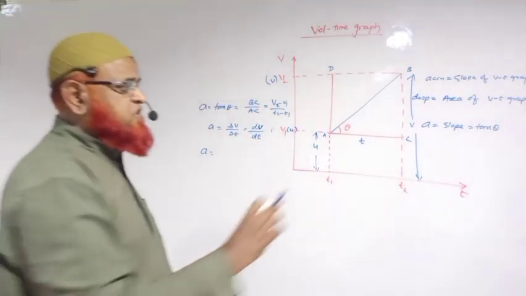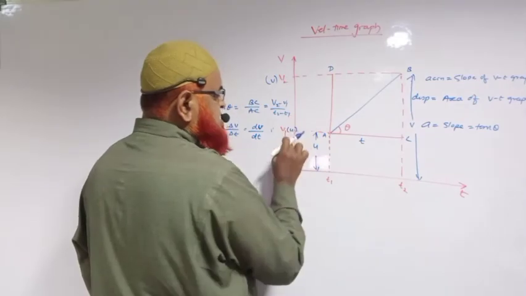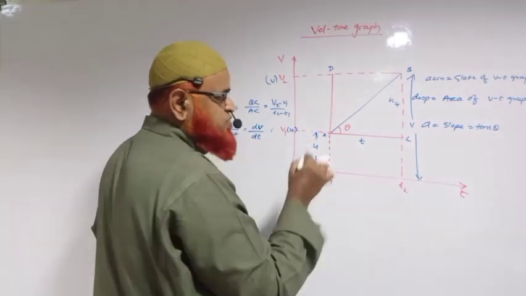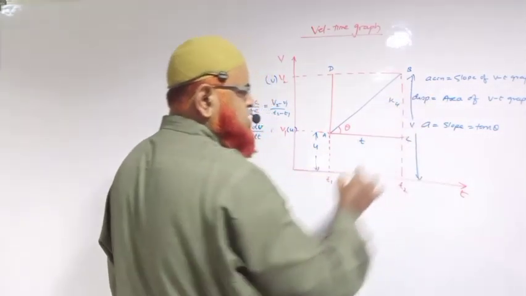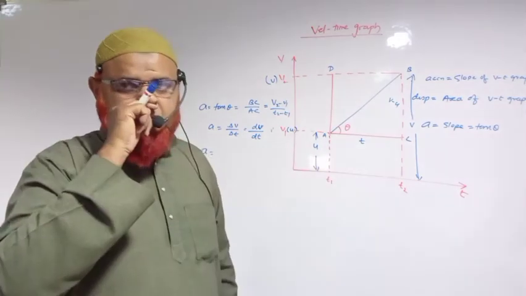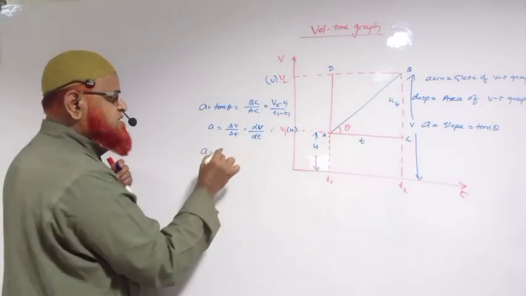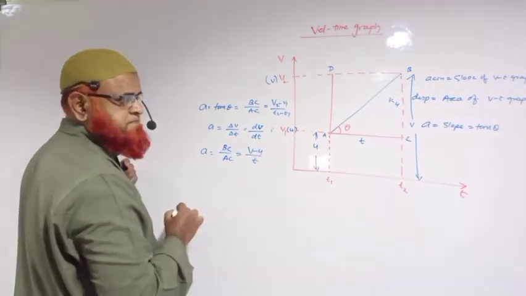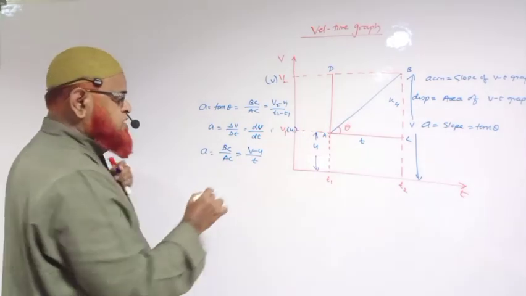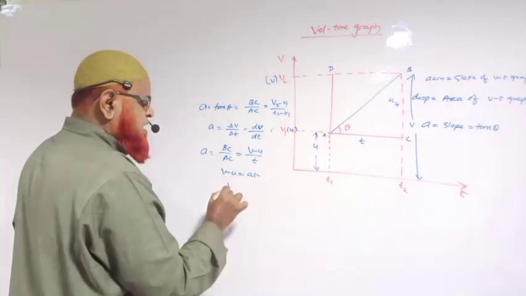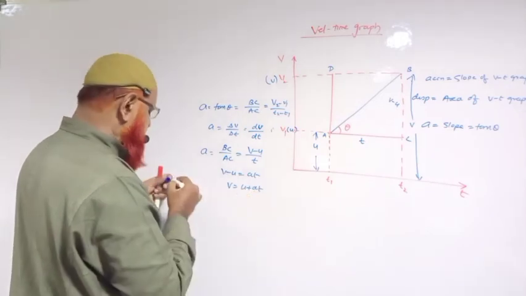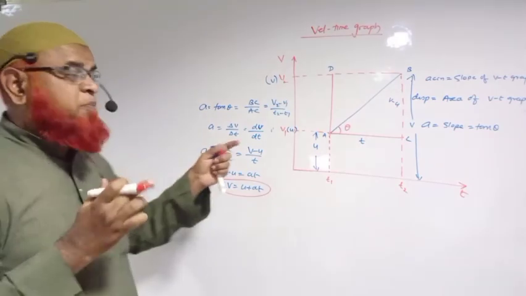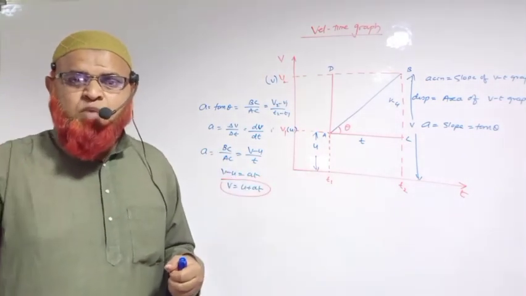If this is v from here to here and this is u from here to here, then what is BC? BC can be v minus u. Can you take BC as v minus u here? So acceleration is equal to BC by AC, which is v minus u by t. So therefore v minus u is equal to at. v is equal to u plus at. So I have derived the first equation of motion by using this graph. By using slope I got acceleration.